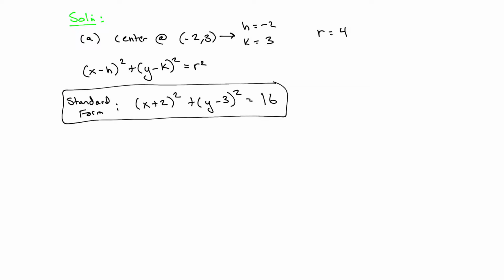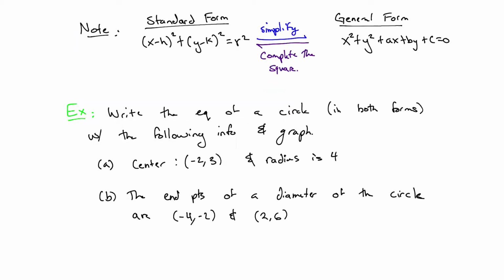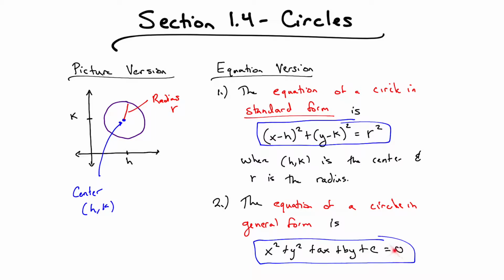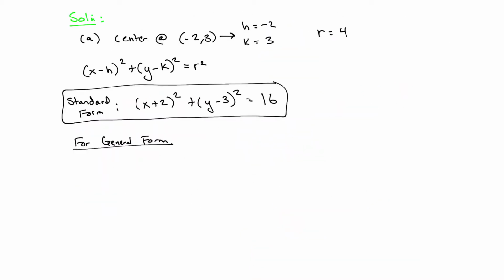And as I said on the previous page, in order to convert to general form, we need to simplify. And in fact, we need to do a little bit more than just simplify the left-hand side. We need to bring this 16 over as well, because if you recall, there's a 0 on the right-hand side for general form. So we need to make sure that everything is on the left. So we'll do x plus 2 squared plus y minus 3 squared equals 16.